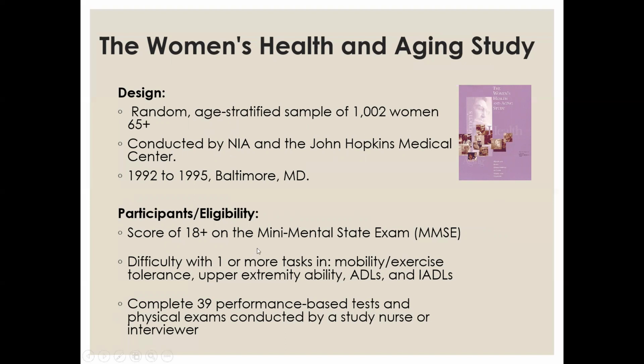People, again, eligibility, they had to score 18 on the mini mental exam, which some people think is a high or low score, but they had to pass a mental screener. They had to have difficulty with the task and mobility, exercise tolerance, upper extremity ability, ADLs or IADLs, and they had to complete these 39 performance-based tests that were conducted by a study nurse or interviewer.